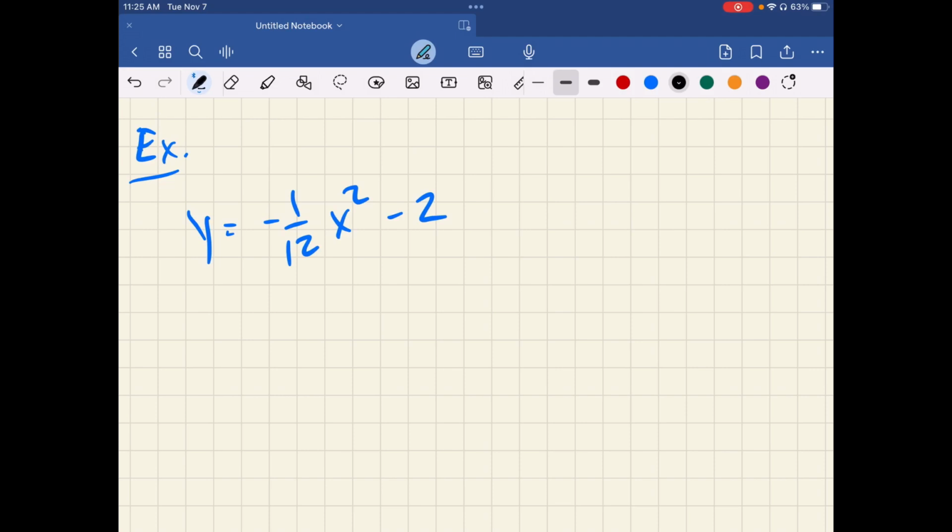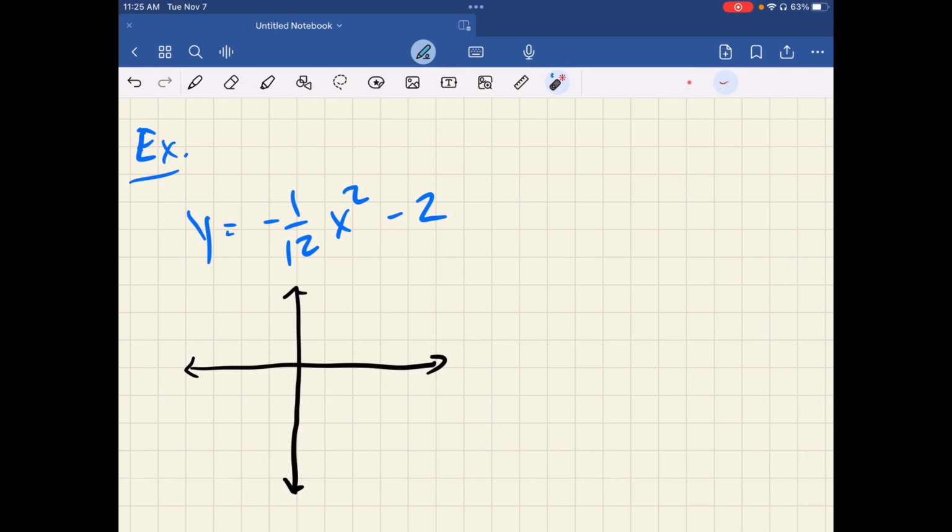Alright, so now that you've had a chance to try this on your own, let's work on it together, right? So there's my coordinate plane, and I have in here this -2 is going to shift my parabola down 2 units. The negative part of the -1/12 is going to flip it and face it down, and the 1/12 is between 0 and 1, so that's going to give me a wide parabola. So let's sketch a quick picture of that.